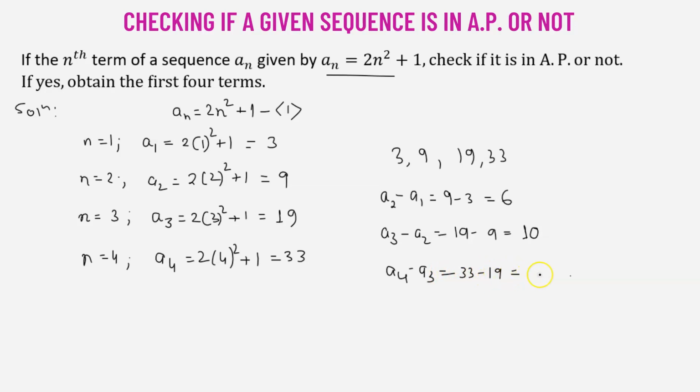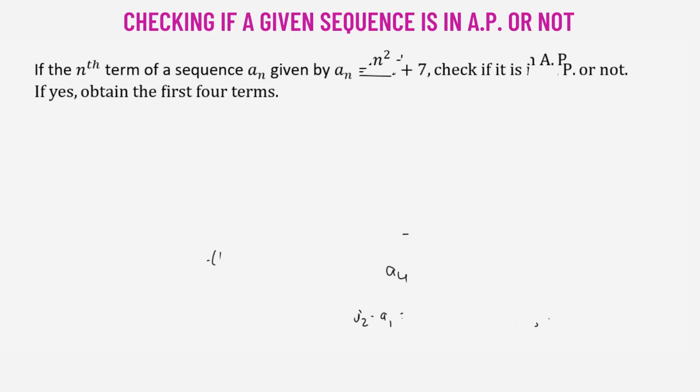So this is going to give us the value 19. This is going to be 14. Now clearly we see that a2 minus a1 is not equal to a3 minus a2, and this is also not equal to a4 minus a3. So we can clearly say that the given sequence 2n squared plus 1 is not in AP. Let's move on to the next problem.